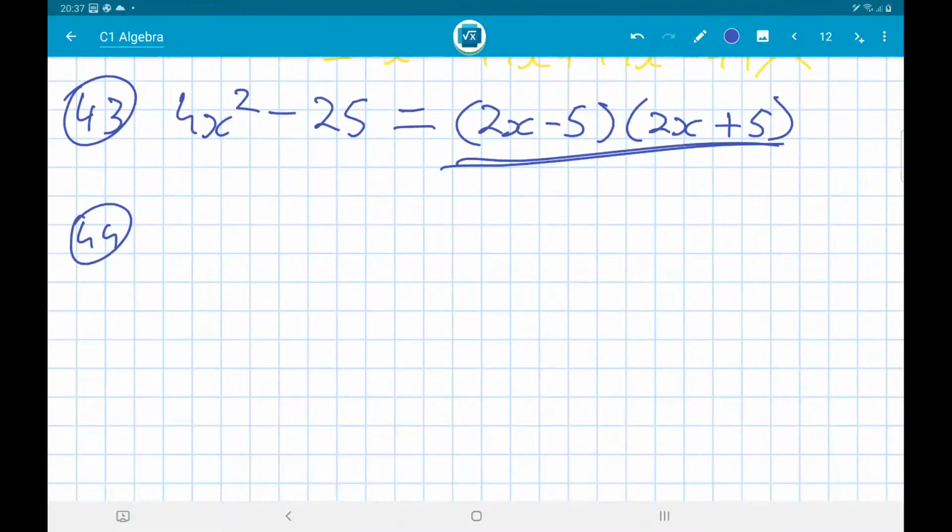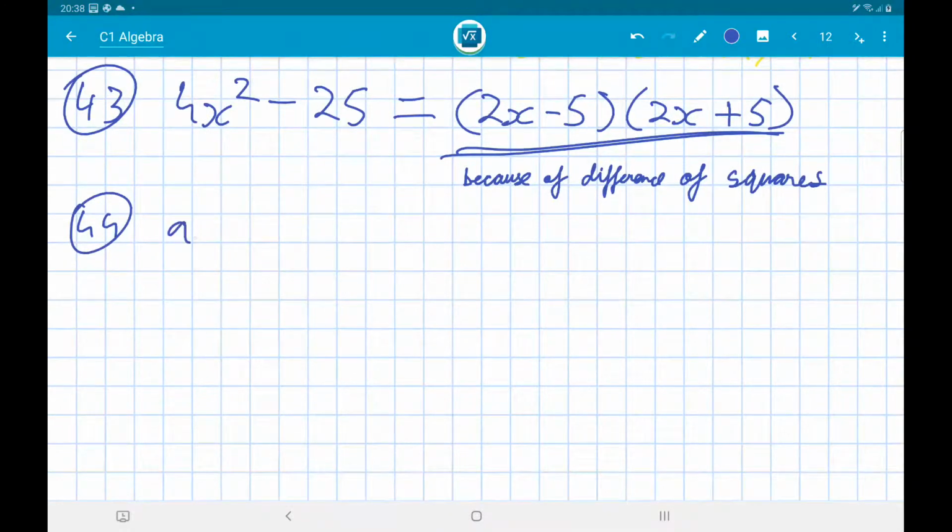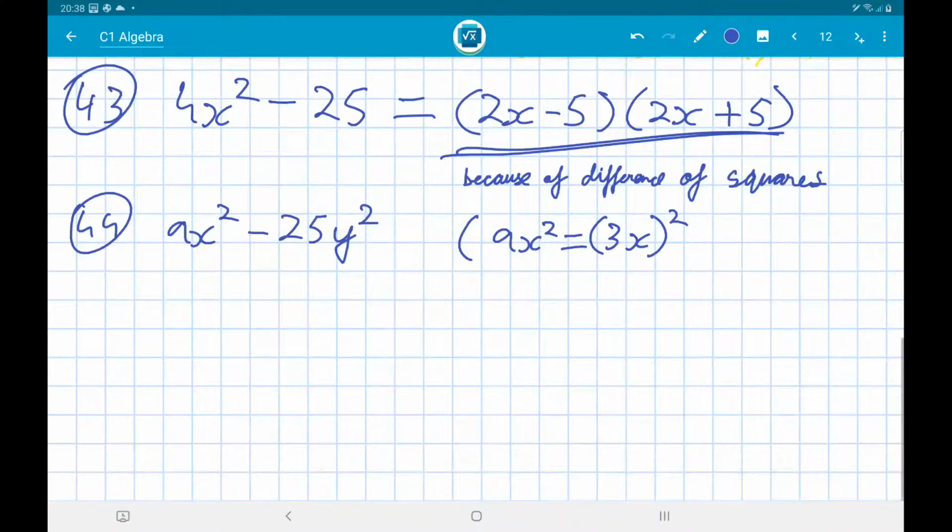44. If you want, you can actually write it down. Okay, so 44, we have 9x squared minus 25y squared. Again, you don't have to be worried about this too much, but basically we can write 9x squared as (3x) squared, and we can also write 25y squared as (5y) squared. So it pretty much boils down to how you portray the image.